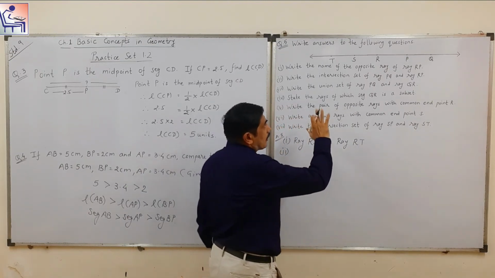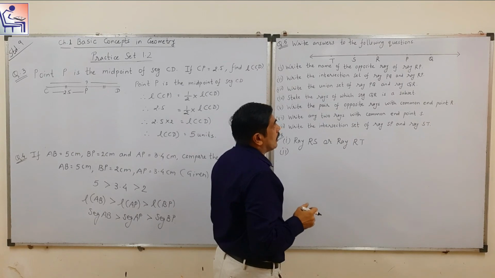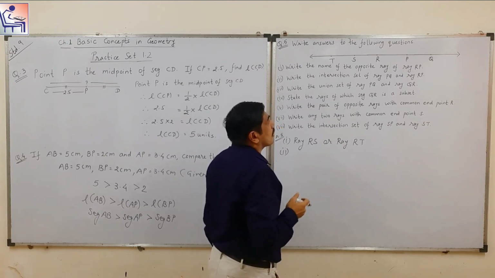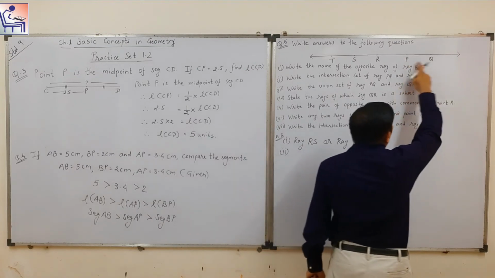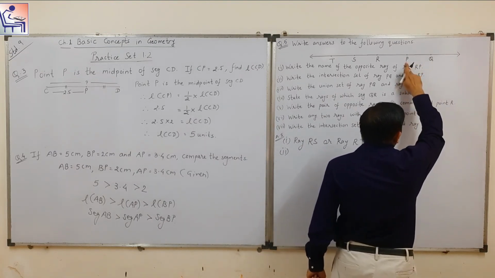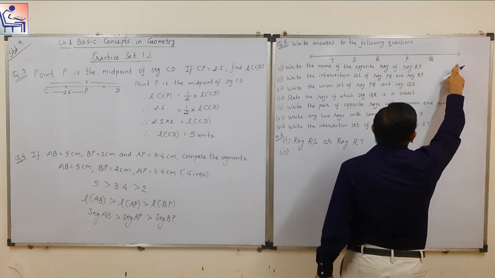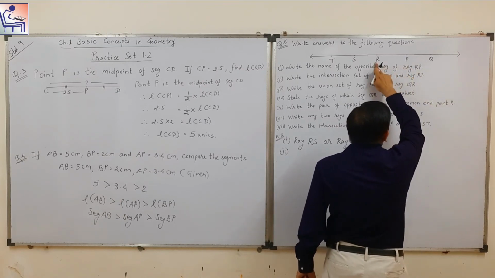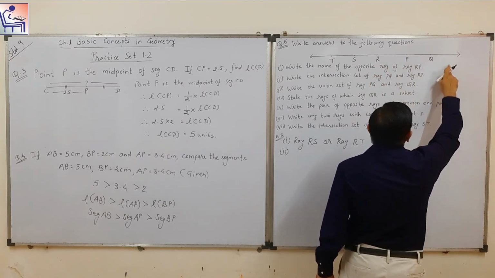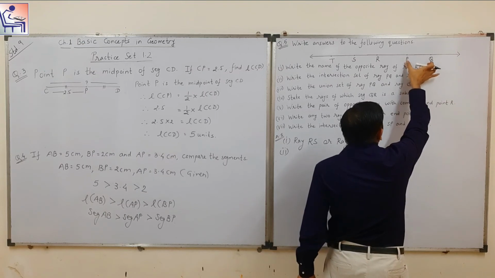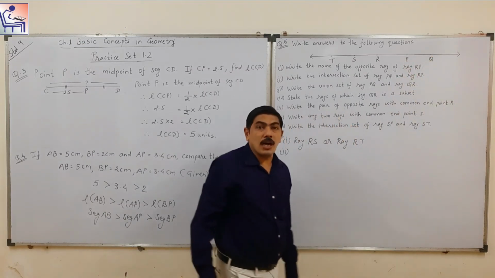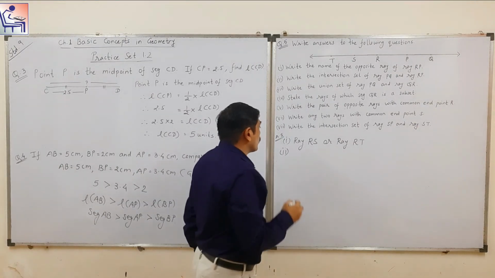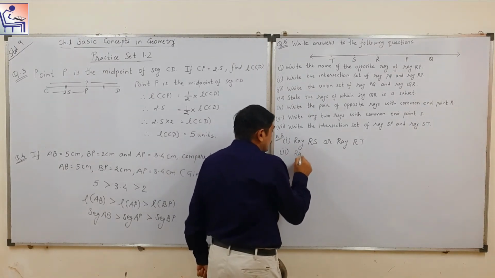What is the common part of ray PQ and ray RP? If you see ray PQ, it starts from here, so it starts from here and it moves like this, and ray RP starts from here and it moves in this direction. It means PQ. This is the common part we are getting here. So ray PQ.